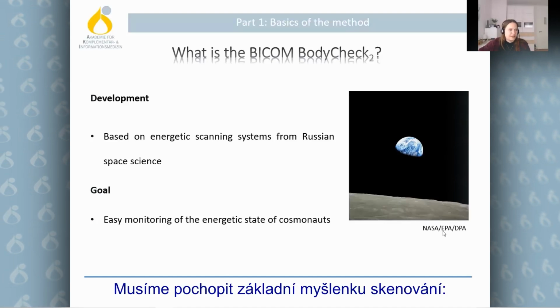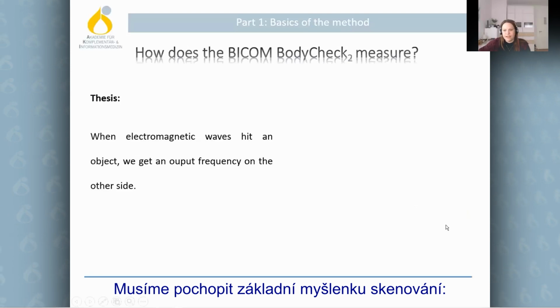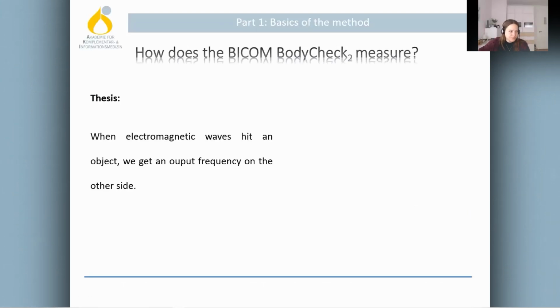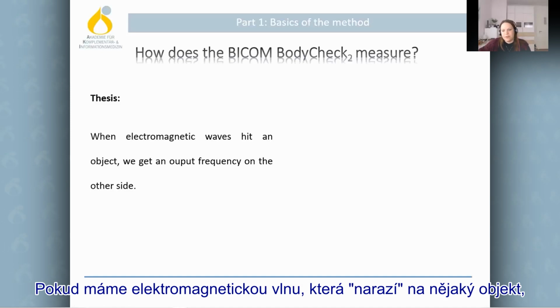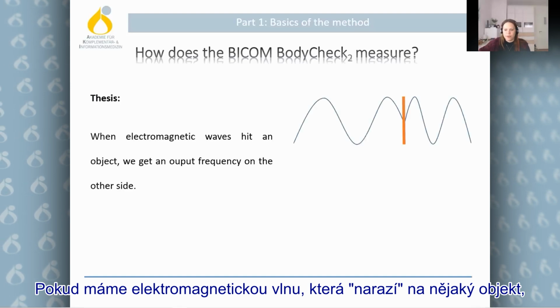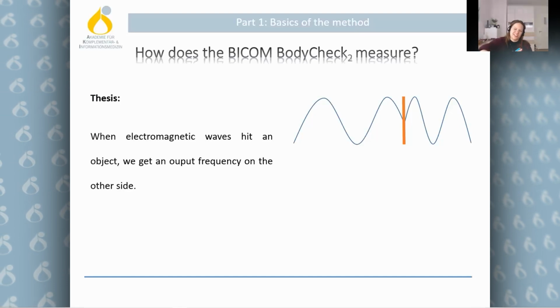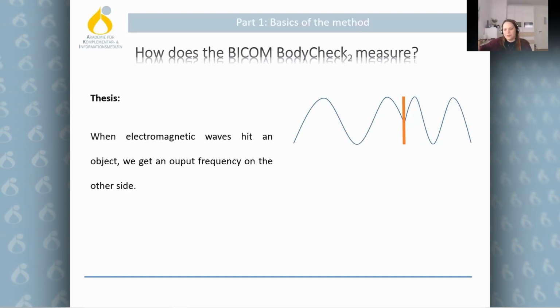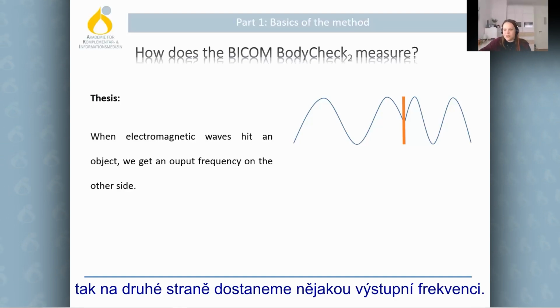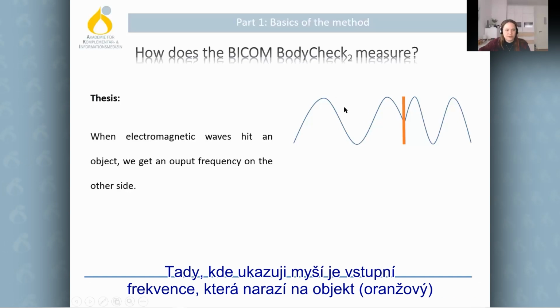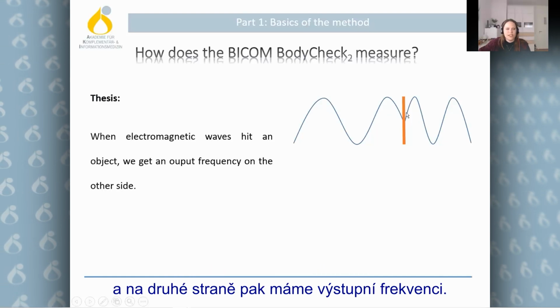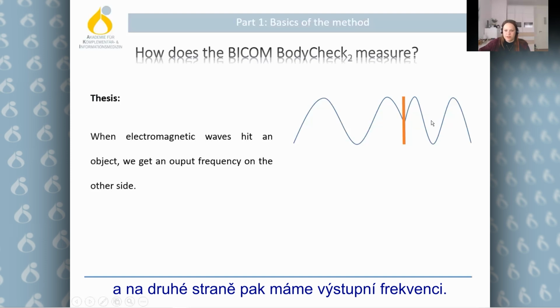So what we have to understand is the main idea, the basic idea behind the scan method. So we have electromagnetic waves that hit an object, and then we get a certain output frequency on the other side. I don't know if you see my mouse, this on the first side, so this frequency hits the object, it's in orange, and we have an output frequency on the other side.